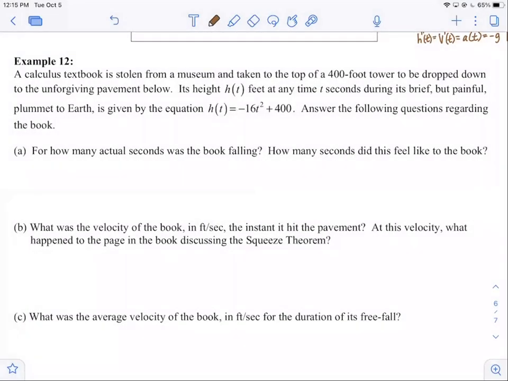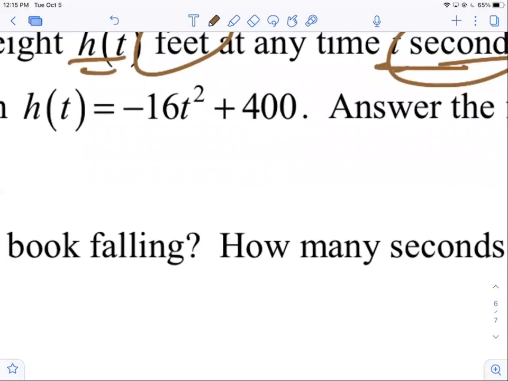So no initial velocity. Its height h of t above ground at any time t seconds. So now we have units, feet and seconds, during its brief but painful plummet to earth. Some people say it's not the fall that hurts you, it's the stop at the end. But this book is cognizant, and it's hurting on the way down. That's why it says the painful plummet. It's hurting on the way down. It doesn't want to be there. It's sad that it was stolen. It's given by this equation here.